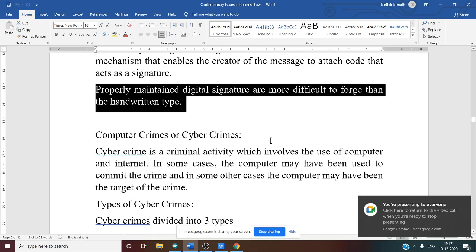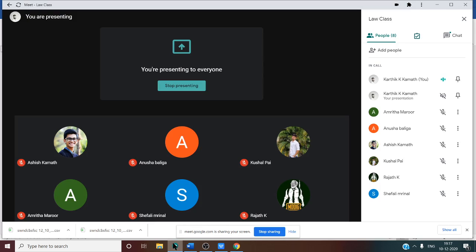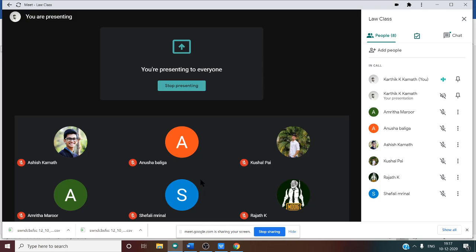Then the next concept comes: computer crimes or cyber crime. Whenever we are talking about computer crime, there are basically two things: either we use a computer to commit a crime, or else the computer itself is the target of that particular crime. So in both cases we have to see. Most of the cases, we use a computer to commit the crime.